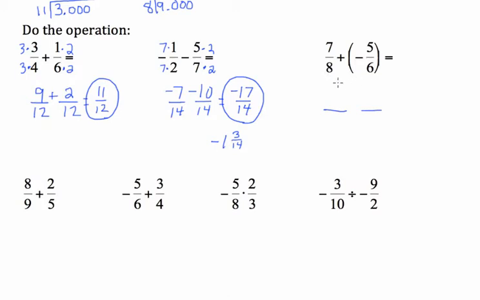Common denominator for 8 and 6. One option is 48, 8 times 6. That will work. Is there anything smaller? 24.